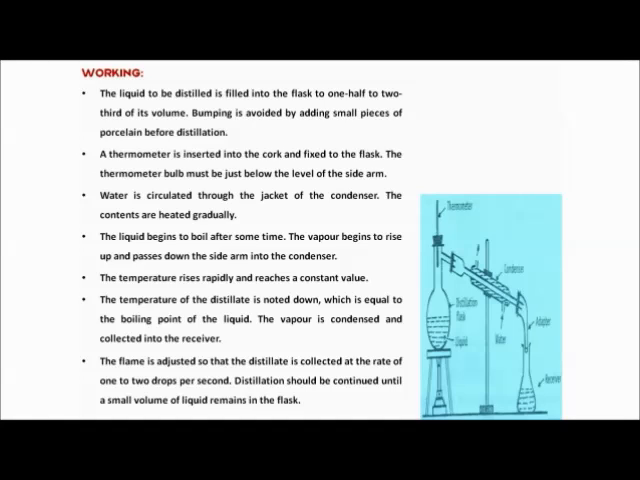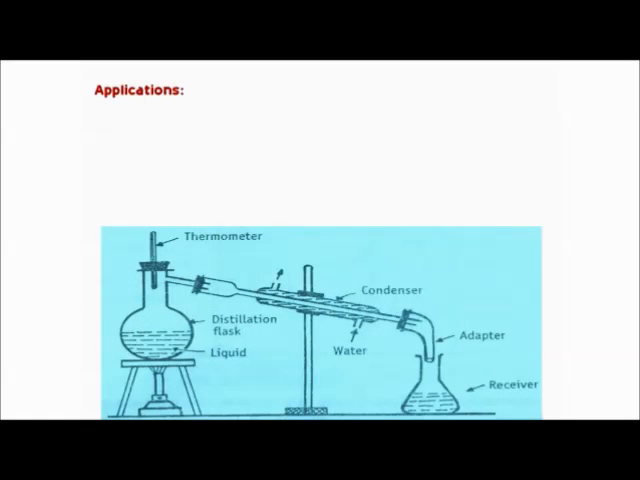If the rate of evaporation is very high and the liquid dripping out is very high, it can lead to destruction in the property of the component. Thus we need to adjust the heat in such a way that the amount of condensate coming into the receiver is less, meaning the rate of distillation should be 1 to 2 drops per second, not more than that. Clear?